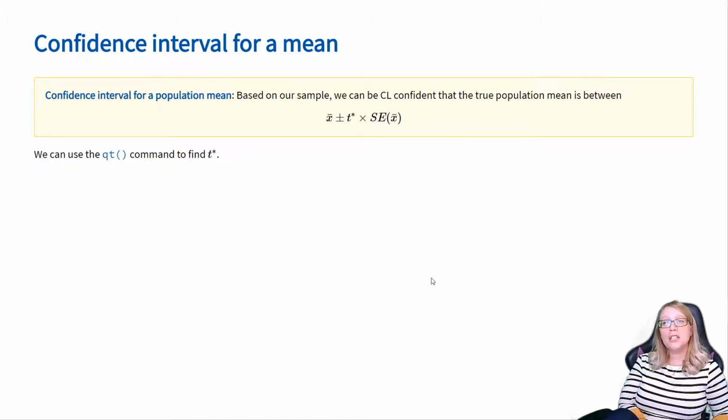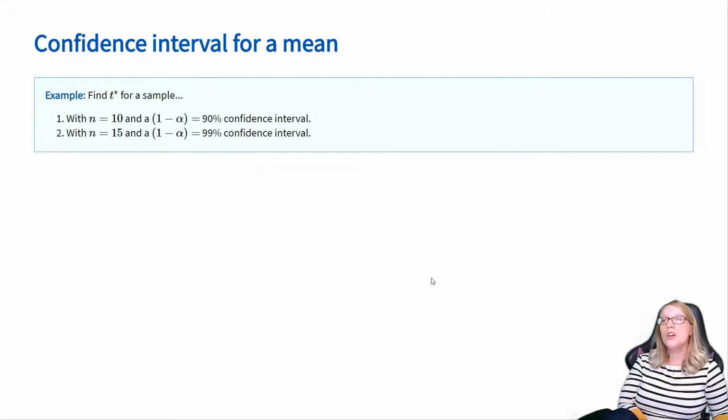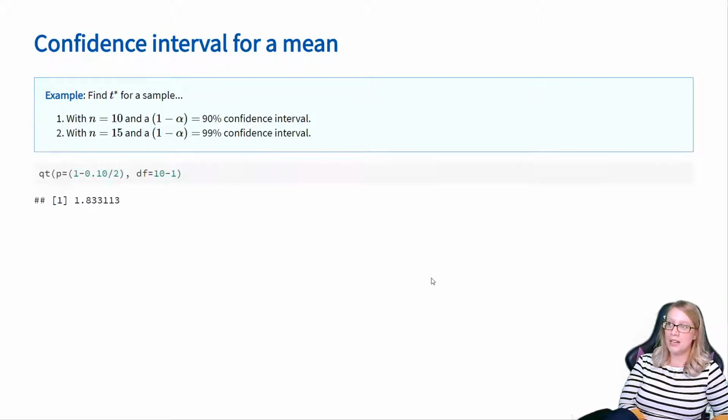So we can use the qt command in R to find what this t star is directly, or for some problems you may simply be given a t star to use. For example, let's find t star for a sample with 10 observations, so n equals 10, and a 90% confidence level. Now it turns out that when we're working with a single sample, the t-distribution that we need to use is the one with degrees of freedom n minus 1.